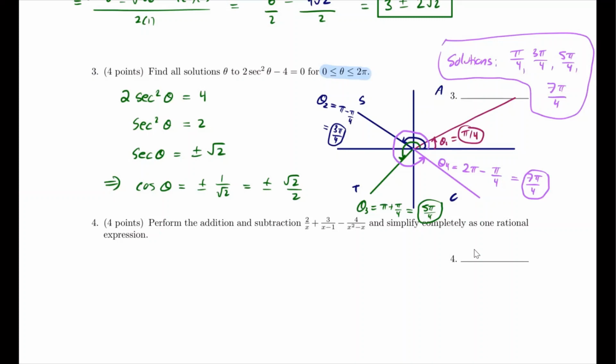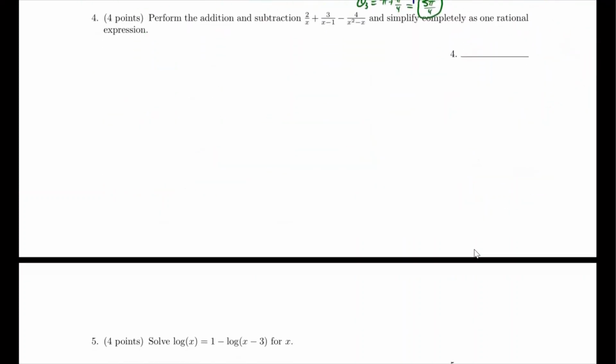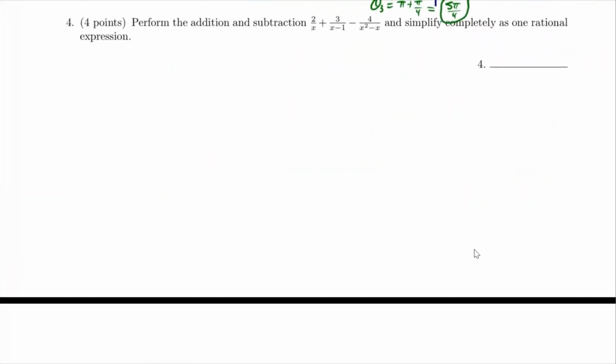All right, moving on to the next problem. For this problem, we're going to be combining this algebraic expression using a common denominator. So the first thing you want to do is make sure everything is factored. The first and second fractions are good, but the last fraction, you might want to factor. So we rewrite 2 over x plus 3 over x minus 1 minus 4 over x times x minus 1. So that's how I factored the last fraction.